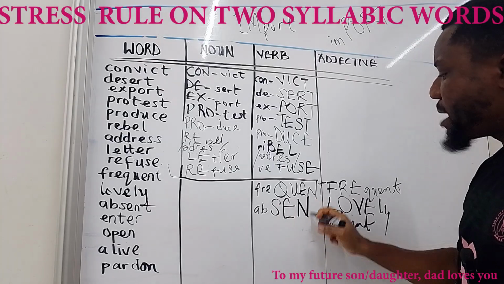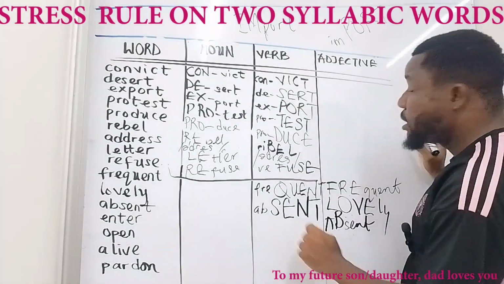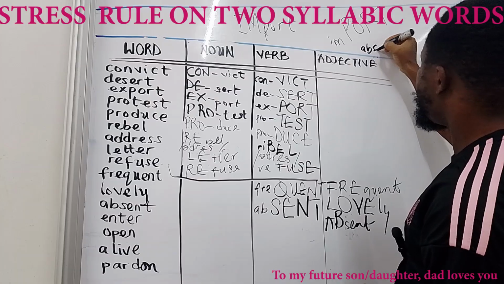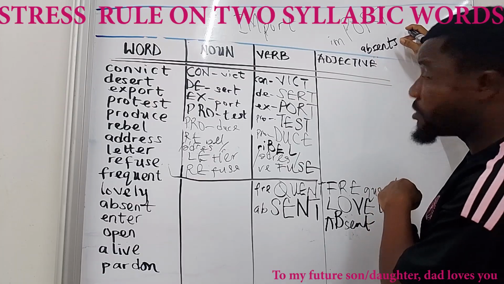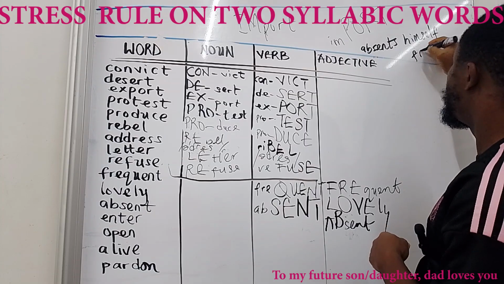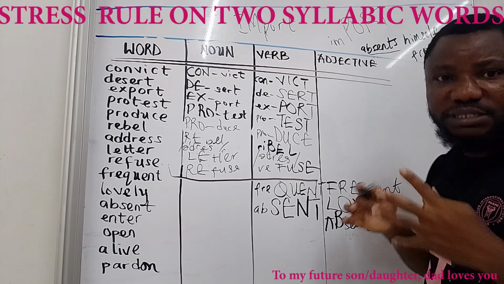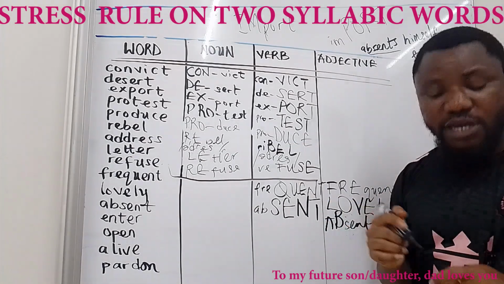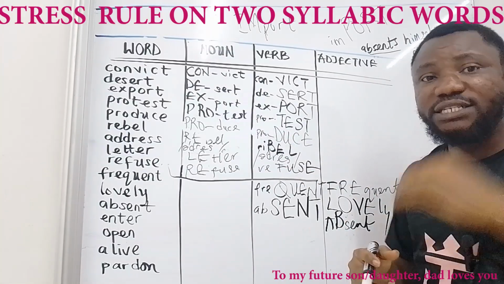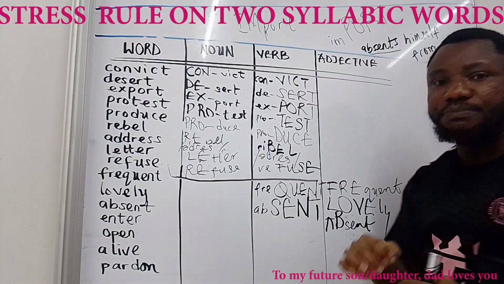Absent. That's a verb. Remember that the verb with two syllables often takes a stress on the second syllable. That boy absents himself from school. Absents, that's the verb. Absent can be a verb. He absents himself from school. Always. He's absent today. Who is absent today? Oh, that boy is absent. That's an adjective, but for the verb, it is absent.